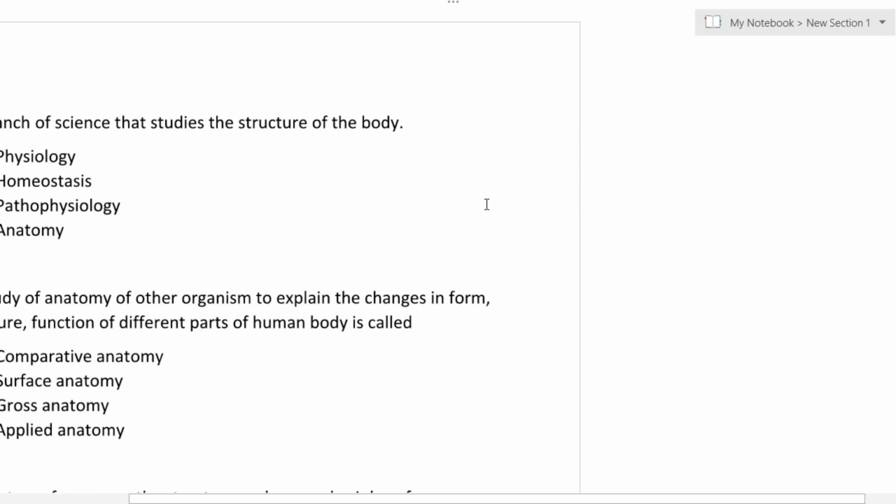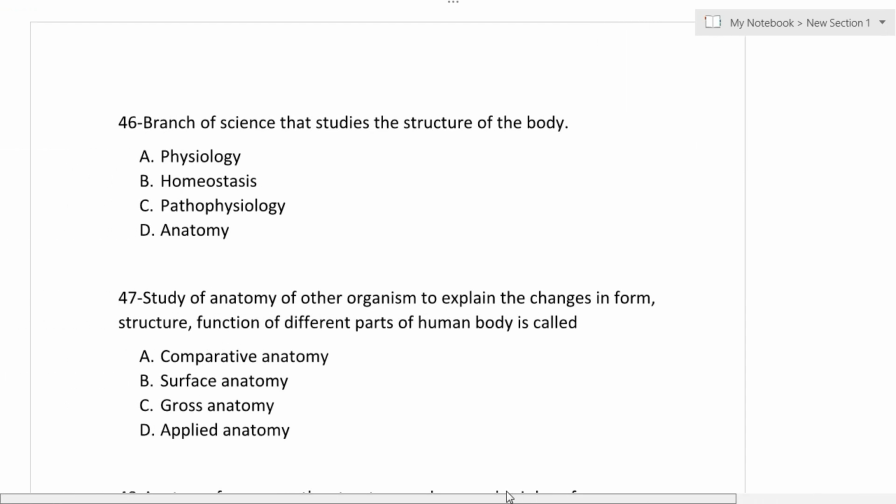Question number 46. Branch of science that studies the structure of the body. Options are physiology, homeostasis. Option C, pathophysiology, and option D, anatomy. The correct answer for this question is option D, that is anatomy. Okay, anatomy is the correct answer.